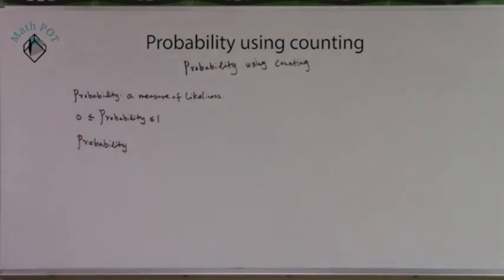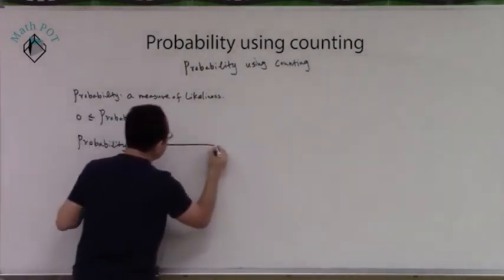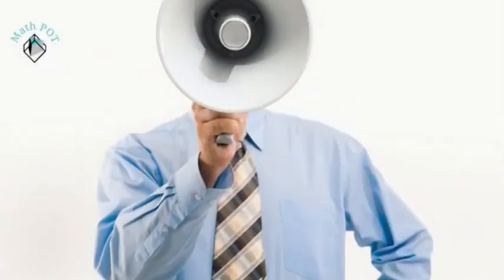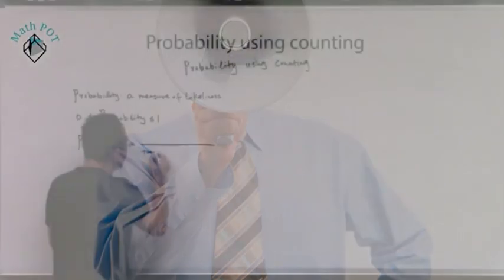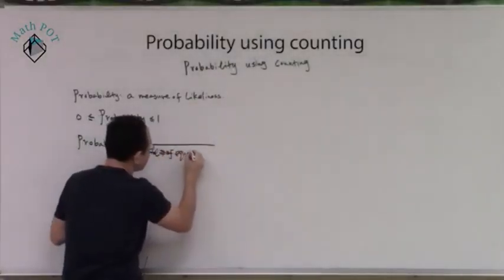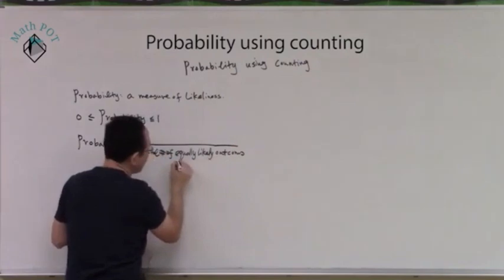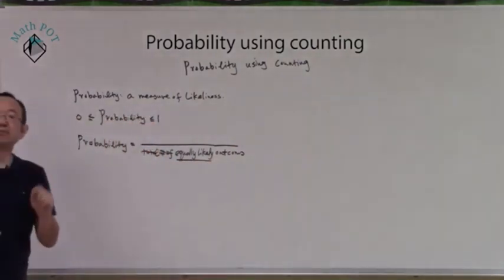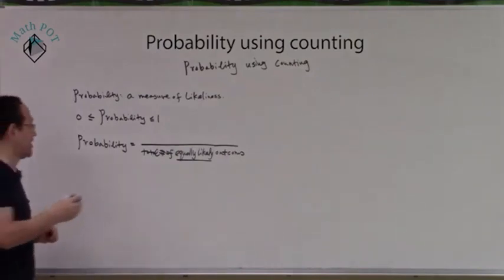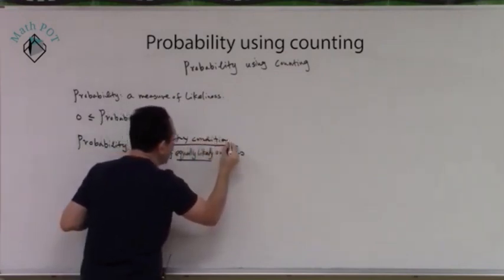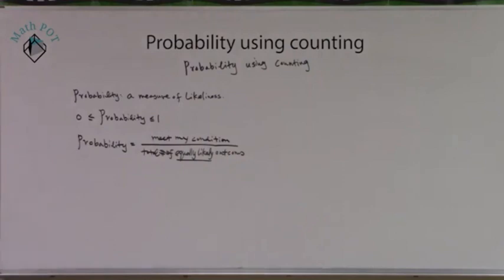So the formula for probability: the bottom number is the total number of equally likely outcomes. So pay attention to the equally likely. The total number of equally likely outcomes is our bottom number. How about the top number? The top number is the number of outcomes that meet my condition. That is the formula for probability using counting. So definitely you need to get yourself familiar with this super important formula.